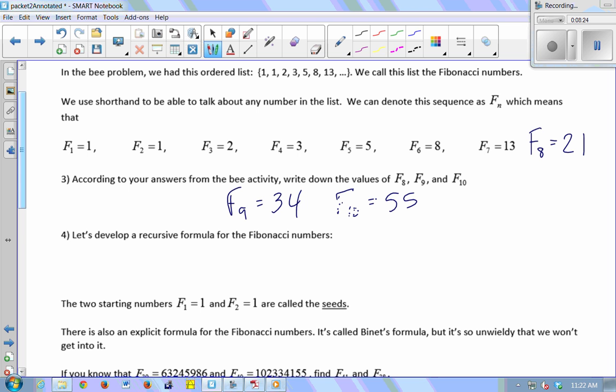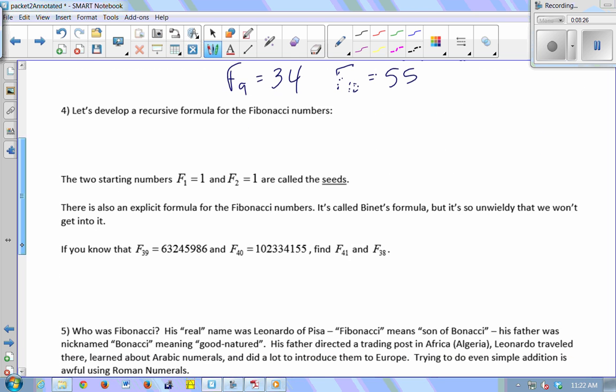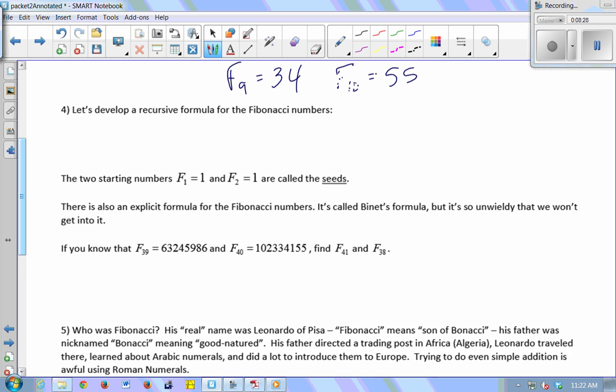So developing a recursive formula for the Fibonacci numbers, we already did that. Most of you did it in your groups before I even asked you to. So F sub n, the nth Fibonacci number, is equal to the Fibonacci number right before it, which is F sub n minus 1, plus the Fibonacci number before that, which is F sub n minus 2. And in order to use a recursive formula, I have to give you 2 numbers to start with. So I give you F1 and F2, they're both 1, and we call them the seeds.